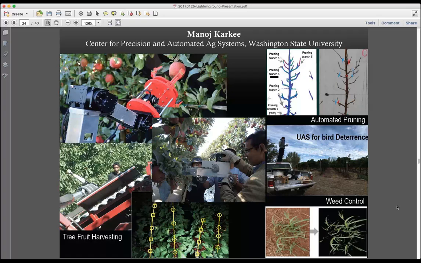Lower left is automated cherry harvesting, also funded by USDA and continued through some other resources. In the middle, I have another project in apple harvesting with shake-and-catch system. We call it targeted shake-and-catch. And it also was funded by USDA. And right top corner, we are working in automated pruning, robotic pruning, middle there in the right side, using UAS for bird deterrence, a very exciting project that we have been working on for the last 2 years or so. And the lower right would be weed control for vegetable crops that is overlapping with many of you.